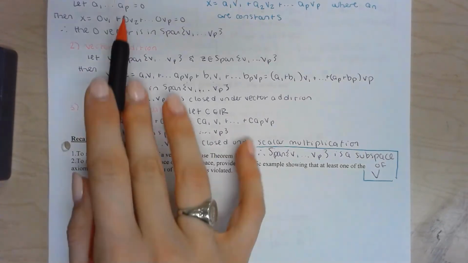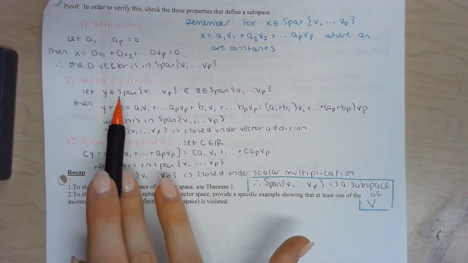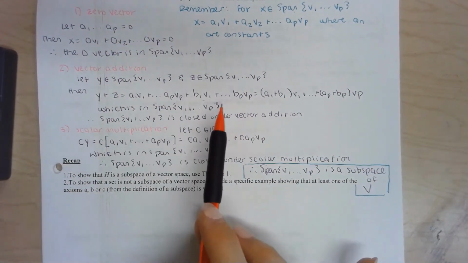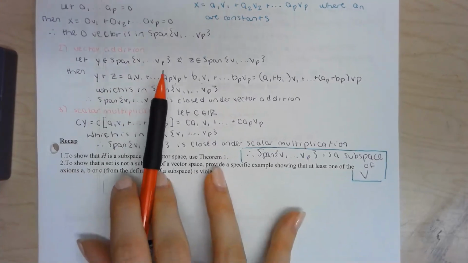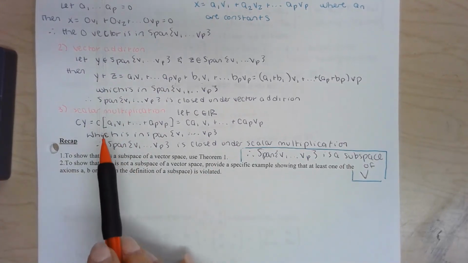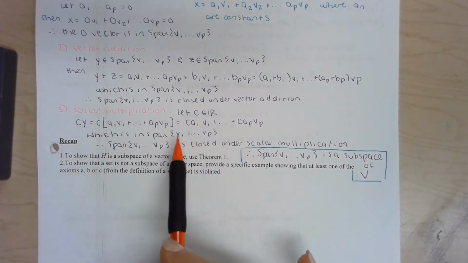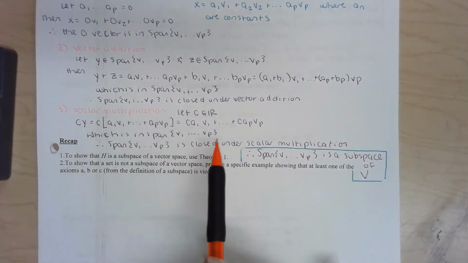So the span, 1, has a zero vector in it. 2, if I add two vectors from the span together, I get another vector in the span, just another linear combination. And 3, if I multiply a vector that's in the span by a constant, I get another vector in the span because I just scaled a vector that was already a linear combination.